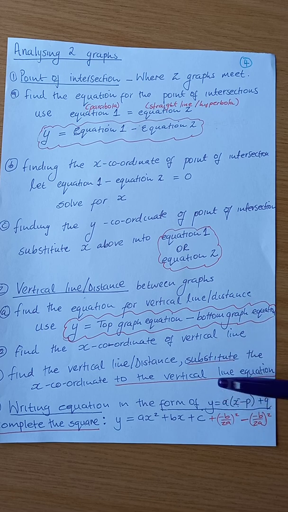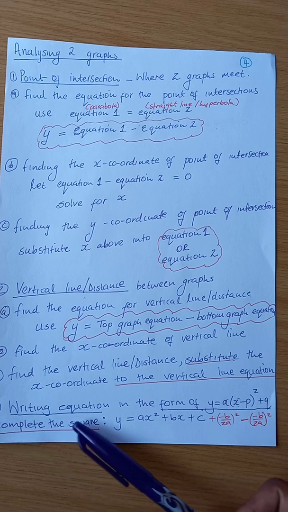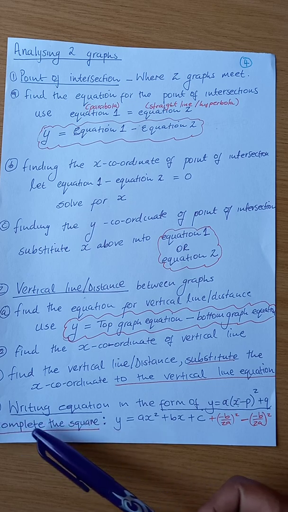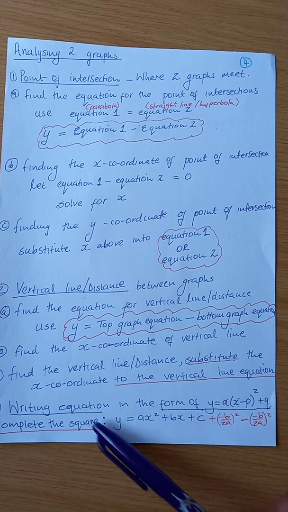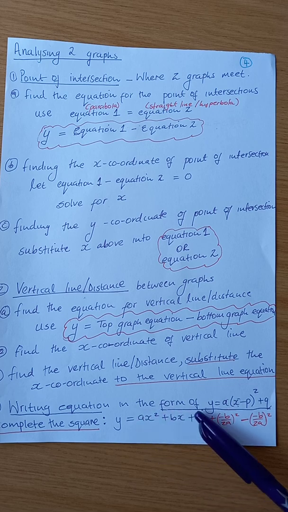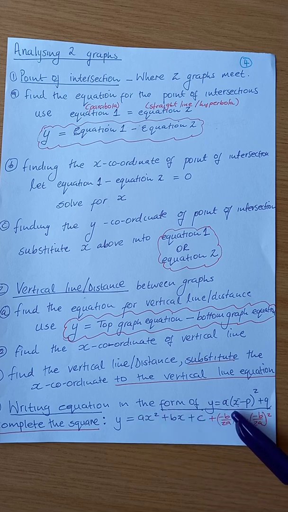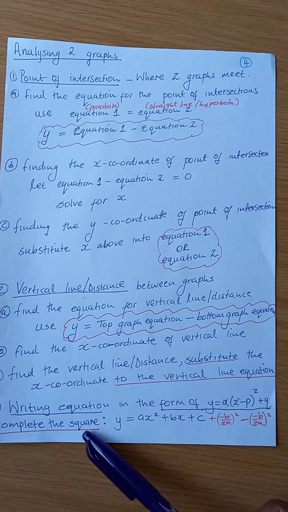If you grab this, look over and over this, study this and understand this, it will be easy for you to answer the questions. Now number 3, the last one on analyzing the graph. Sometimes they ask you to write the equation in the form y equals a(x minus p) all squared plus q. For you to be able to do that, you need to complete the square. By now you know how to complete the square.